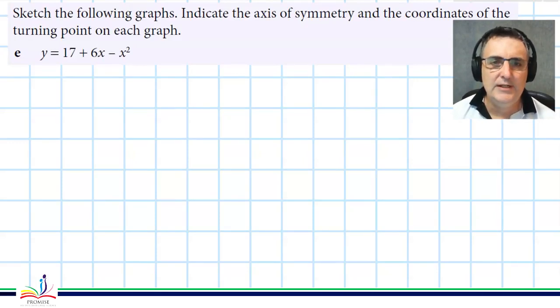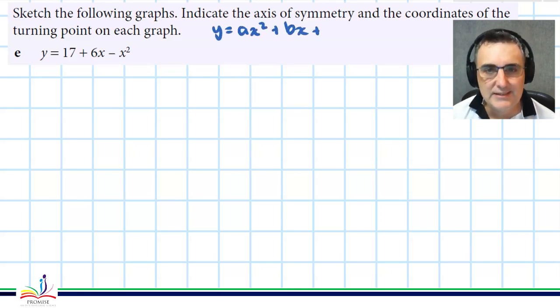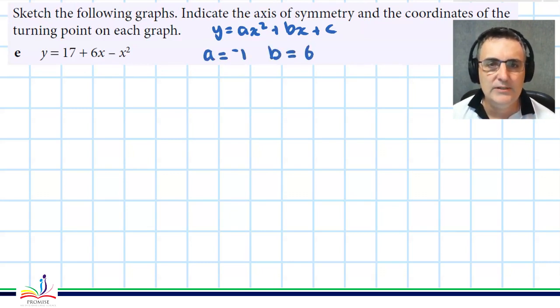We are sketching a graph and we're indicating the axis of symmetry and the coordinates of the turning point. It's a quadratic, written in the reverse order. We normally think of quadratics as y equals ax squared plus bx plus c, but it's not too hard. They're just written in a different way. We can work out very easily that a is -1, what is in front of the x squared, b equals 6 and c equals 17.